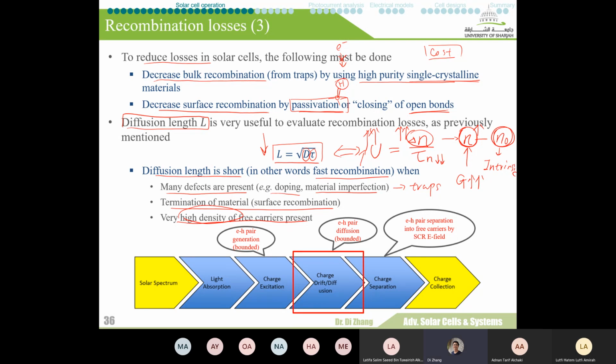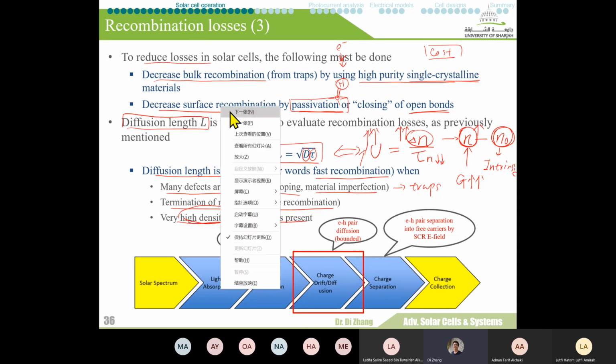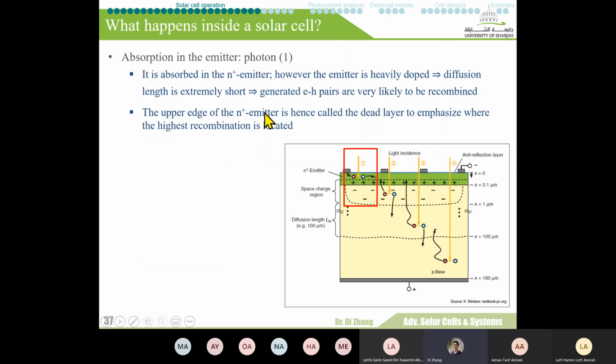Okay, so these parameters are related to each other in many senses, and this is how we can try to improve the solar cell performance. Now I would like us to look at the operation of a typical silicon solar cell.